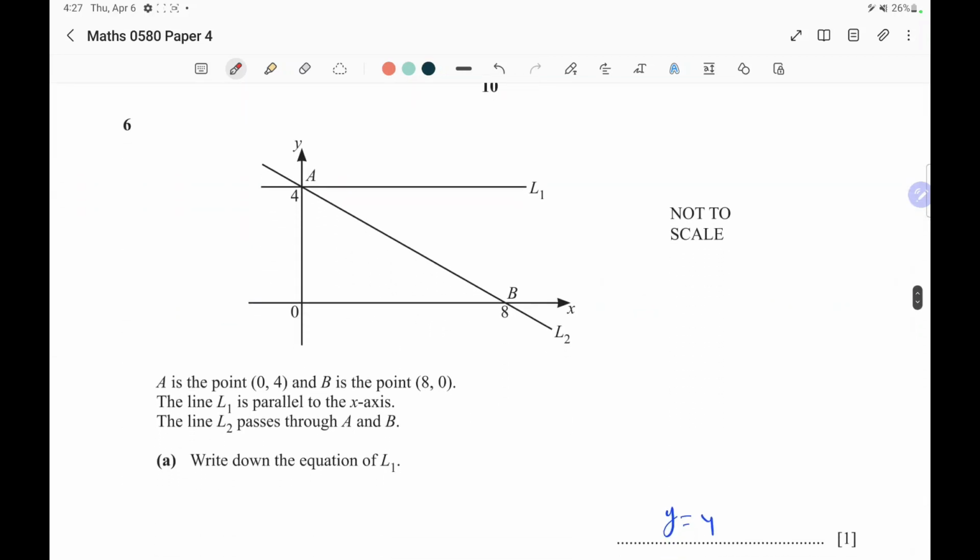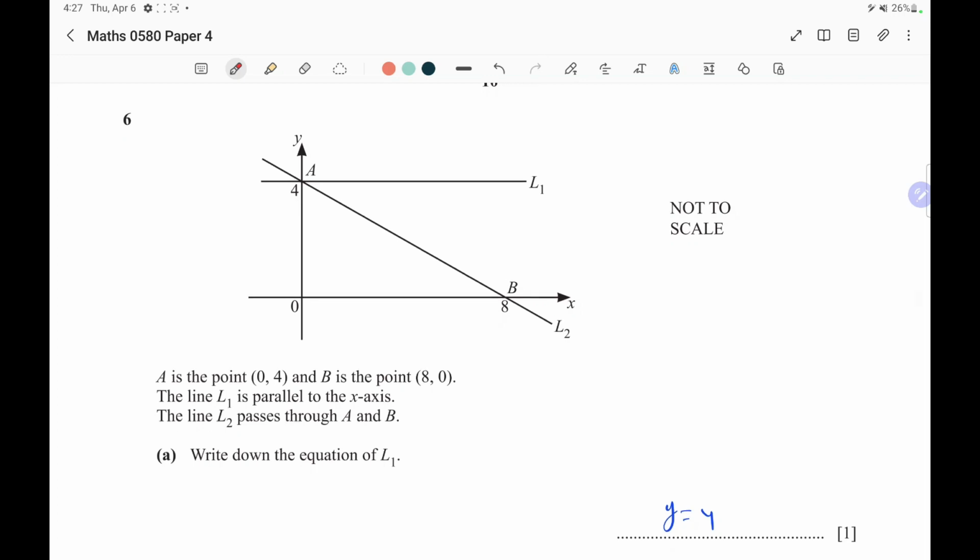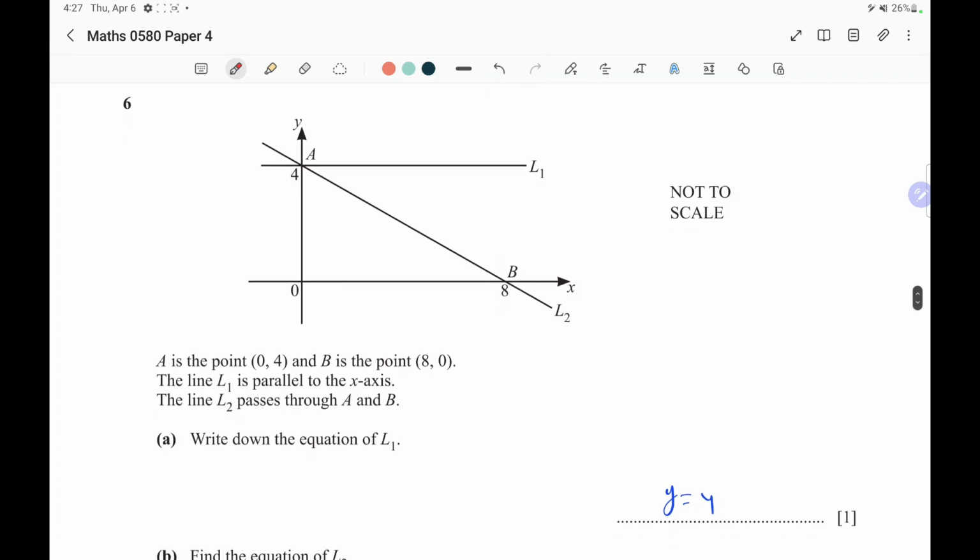Now come to the next part, that is based on coordinate geometry, that is based on a straight line. So let's take the question. And the question says this is line L1, this is line L2 here. A is the point 0, 4. Okay, A. So the coordinate we can write 0, 4. And B is the point 8, 0. So for the coordinate we have to write 8, 0.